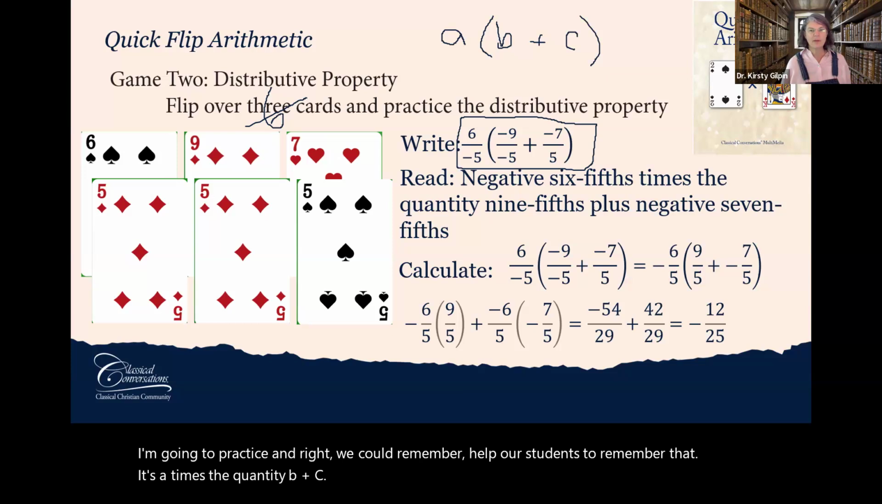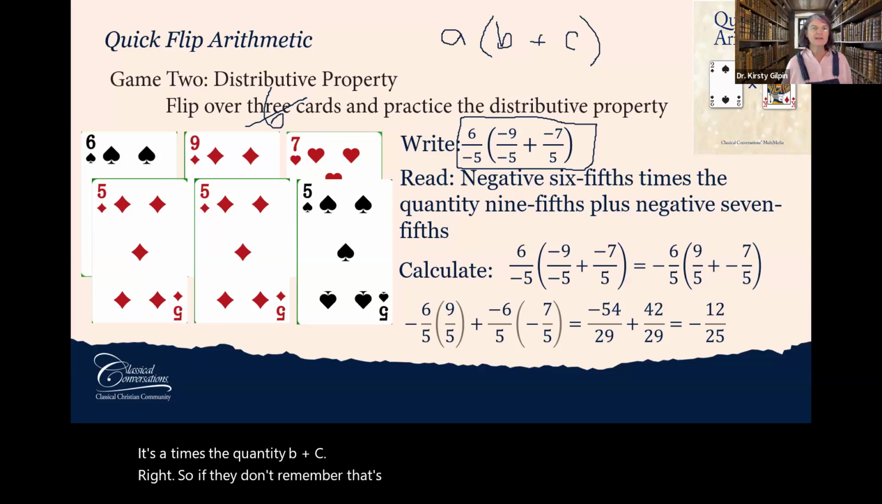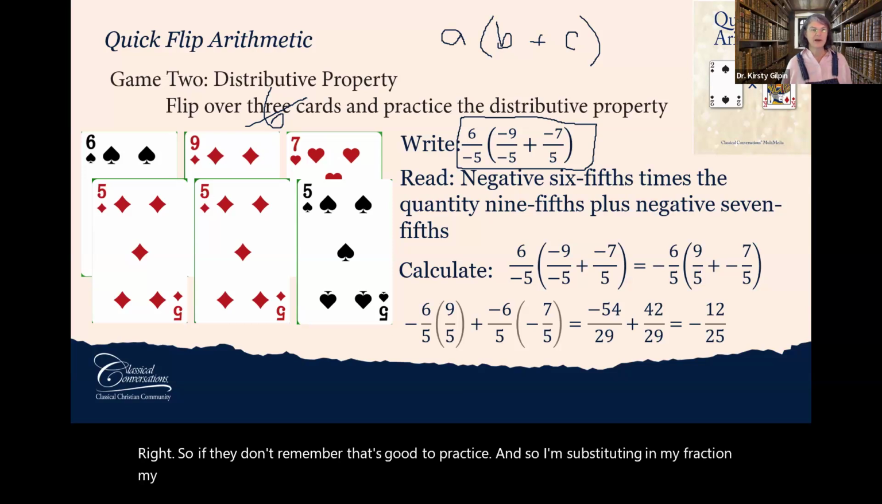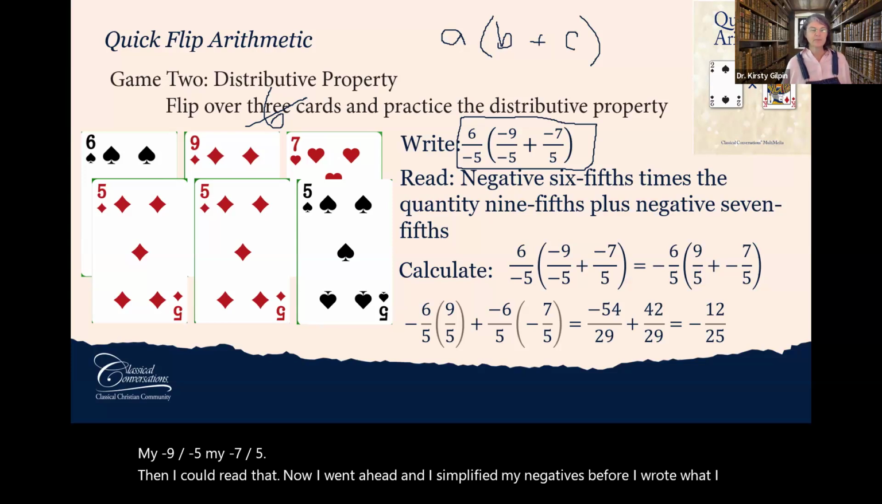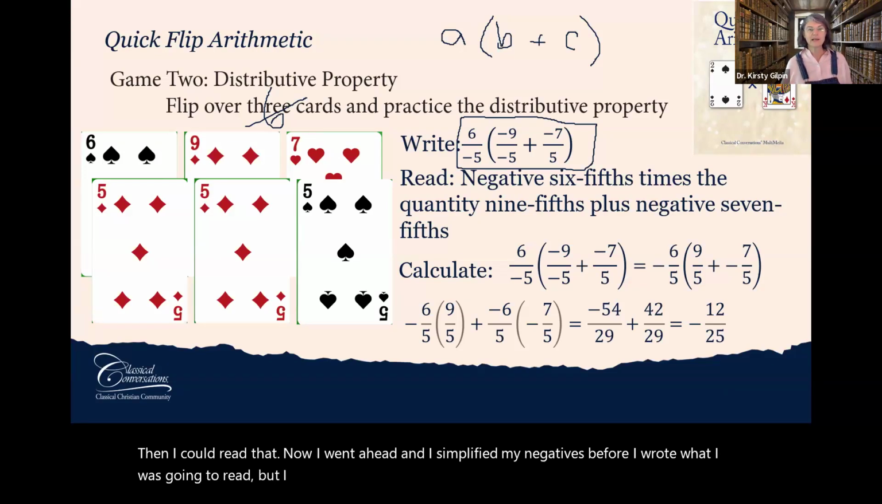Right? So if they don't remember, that's good to practice. And so I'm substituting in my fraction, my +6 over -5, my -9 over -5, my -7 over 5. Then I could read that. Now I went ahead and I simplified my negatives before I wrote what I was going to read. But I could read -6/5 times the quantity, 9/5 plus -7/5.